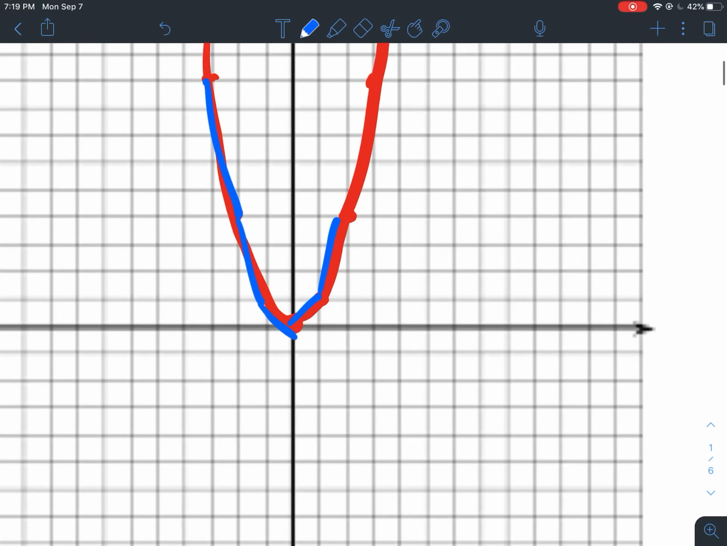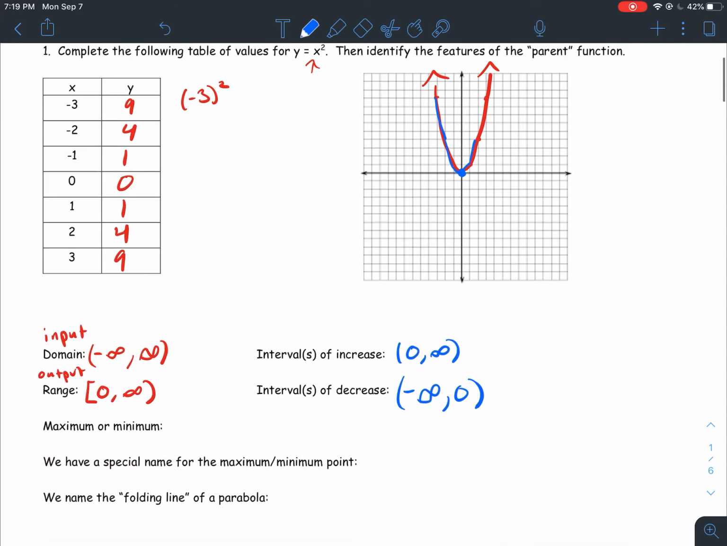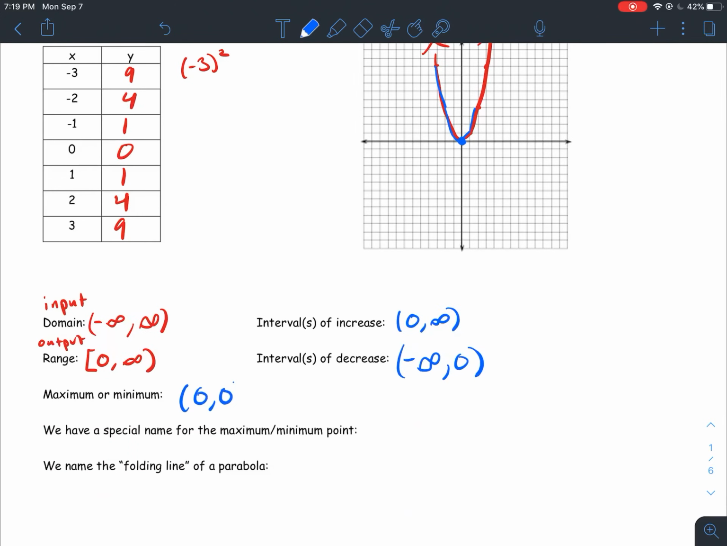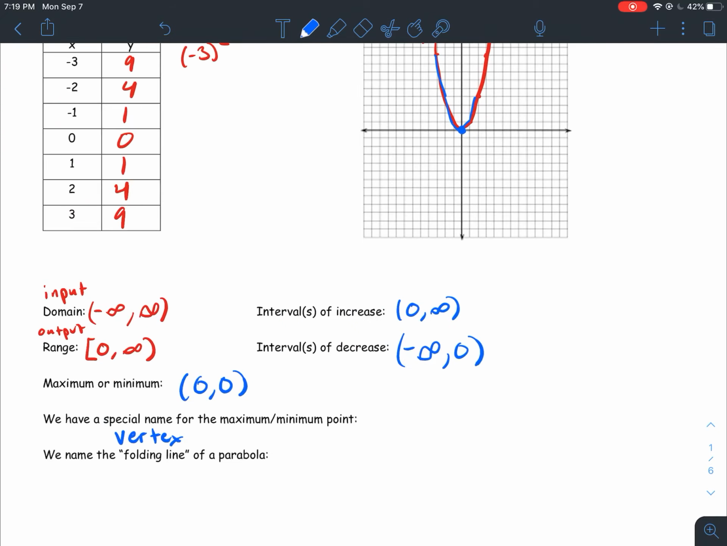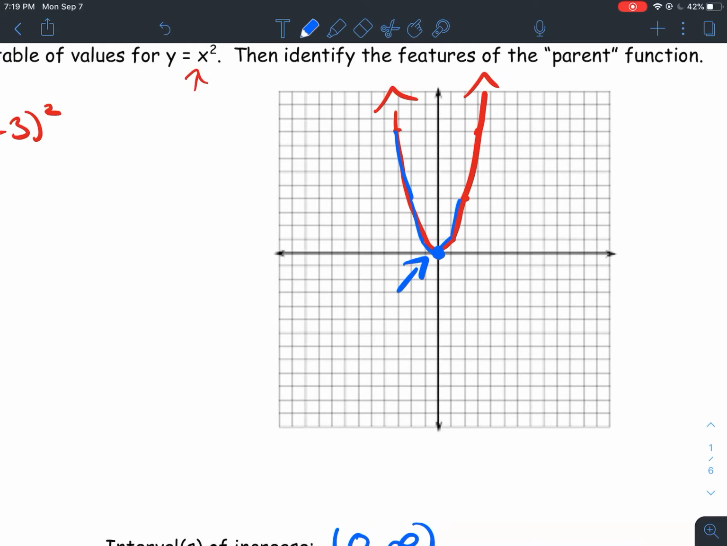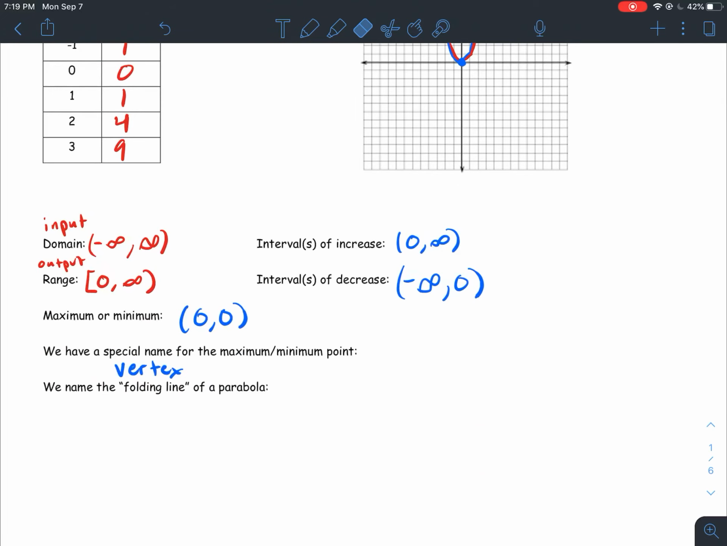Next, it asks for the minimum or maximum. So if we're looking at this graph, our minimum value happens right here. That's when the graph is at its lowest point. That's going to be at 0, 0. And then it says we have a special name for the minimum or maximum point. For parabolas, this is called the vertex. So if I ever ask for the vertex, I'm asking for this point here. That would be the minimum or the maximum value.